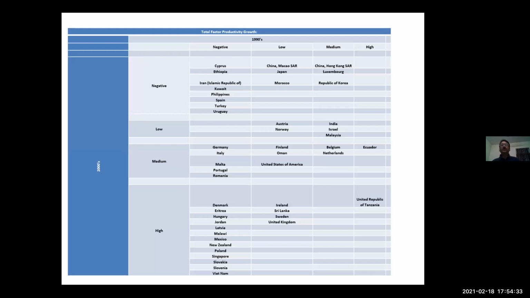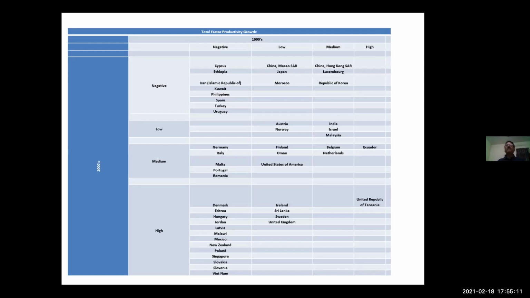I don't know if this table will be visible. So we have tried to prepare a bivariate table based on the productivity performance during the 90s and the productivity performance during the 2000s. So we have the average productivity growth for different countries. First, we have the annual productivity growth, and then from the annual productivity growth, we estimate the average productivity growth over the entire period, and then for two different sub-periods, for the 90s and for the 2000s.